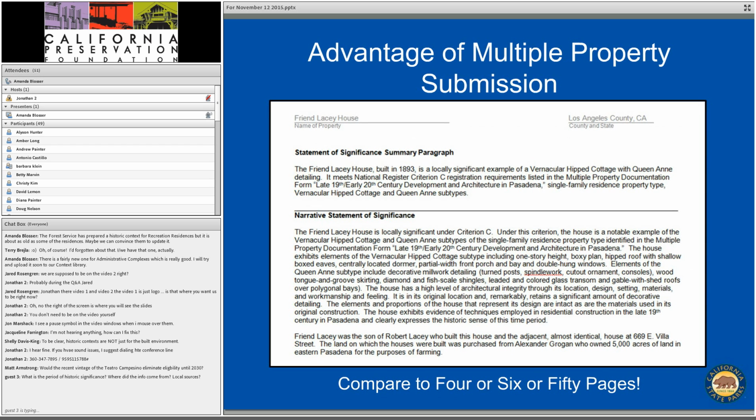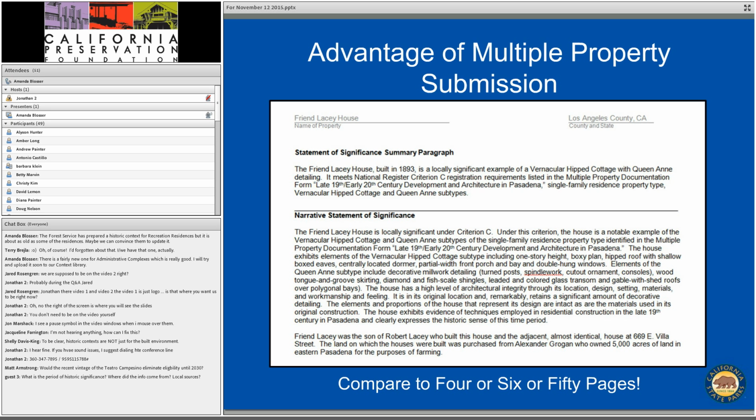So what is the advantage of the multiple property submission format? Well, if each National Register nomination requires this background context that we've been talking about, and oftentimes that context is 4 or 6 or even 50 pages, I wanted to show you how brief that context can be if you're nominating a property under cover of one of these multiple property submissions. So what I'm showing you right now is the entire context statement for a property that's being nominated under cover of a multiple property submission.